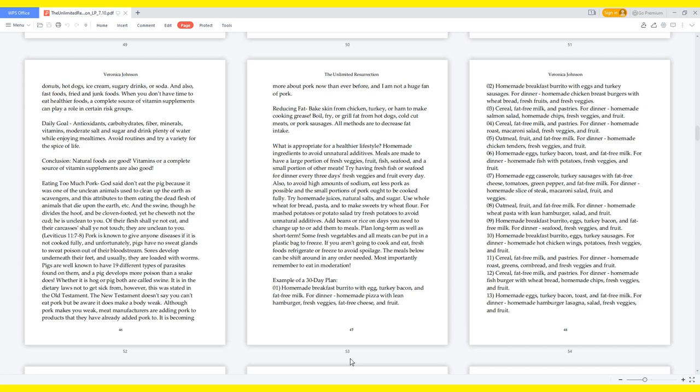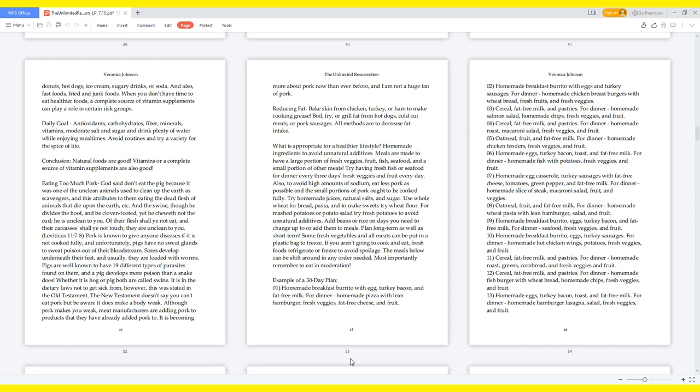Leviticus 11:7-8. Pork is known to give anyone diseases if it is not cooked fully, and unfortunately, pigs have no sweat glands to sweat poison out of their bloodstream. Sores develop underneath their feet, and usually they are loaded with worms. Pigs are well known to have 19 different types of parasites found on them, and a pig develops more poison than a snake does. Whether it is hog or pig, both are called swine.